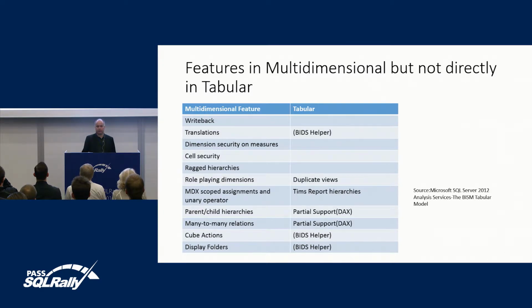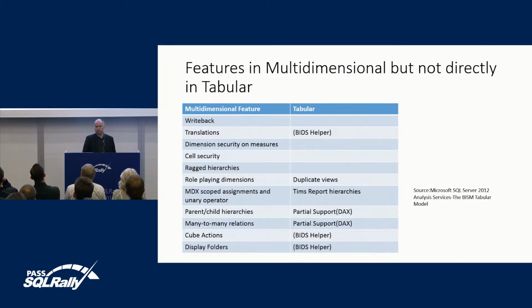Translations is a feature that you can add other column names in different languages in the model. Actually, Tabular has prepared to some extent for that, so you can actually add it, not from data tools, but from another tool called BIDS Helper. And this is a Codeplex application that you can download and then add translations in that way.